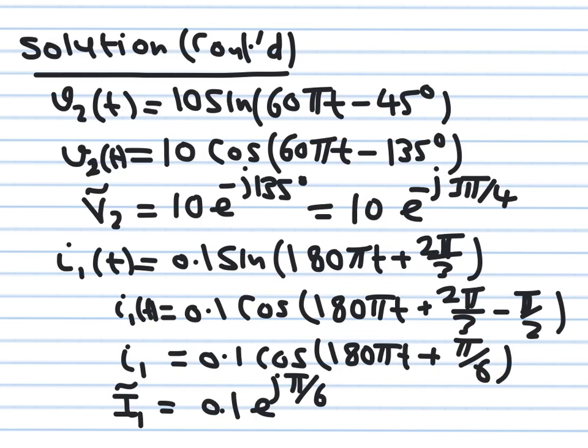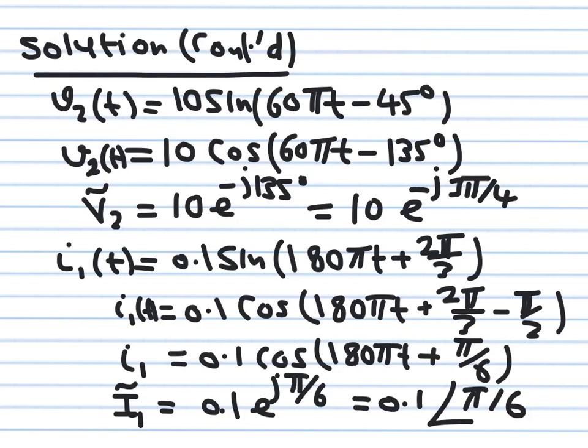So this is a cosine signal whose frequency, if I divide by 2 pi, is 90 hertz, whose amplitude is 0.1. This represents a current, so this is 0.1 ampere, and whose phase is pi over 6. So the corresponding phasor is the amplitude multiplied by e to the j pi over 6. I can also write it in a different form: 0.1 angle pi over 6, or 0.1 angle 30 degrees.